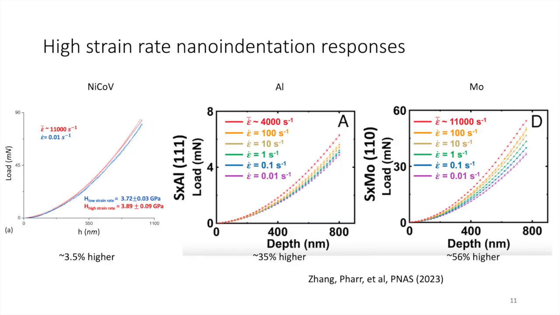Next, let's compare the results we obtained in the nickel cobalt vanadium to aluminum and moly. For the nickel cobalt vanadium medium entropy alloy, the hardness difference is 3.5%, which is very small. For aluminum, the strain rate is 4,000, not as high as 11,000, and the hardness is 35% higher. In moly, at the same strain rate in the high strain rate indentation experiment, the difference is as high as 56%. So when you compare the nickel cobalt vanadium results to aluminum and moly, it's just so small. And why is this the case?